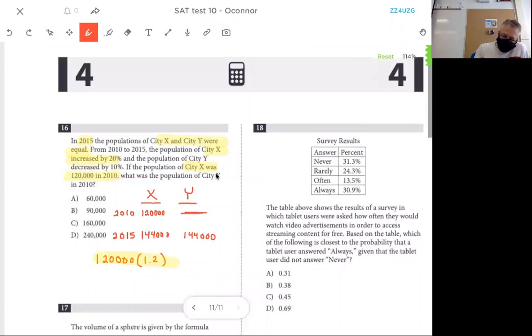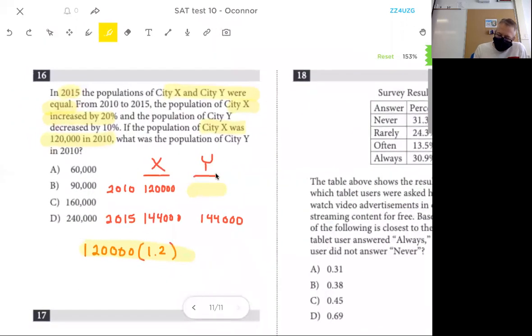All right, so we're trying to figure this out. Well, it said that city Y decreased by 10%. That bit of information is really important. If it went from here to there, if that was a decrease of 10%, this number must be bigger than 144,000. So it cannot be A or B. Okay, it has to be bigger than 144,000. So now you could figure out, all right, well, which one decreases by 10%? Try one of them. If that doesn't work, the other one has to be the answer.